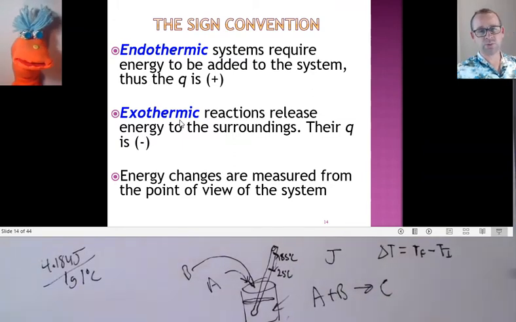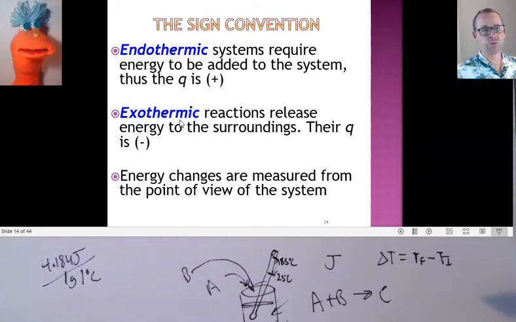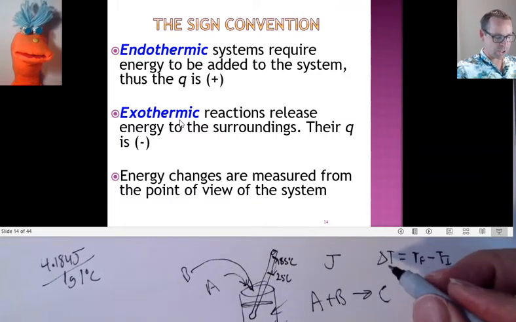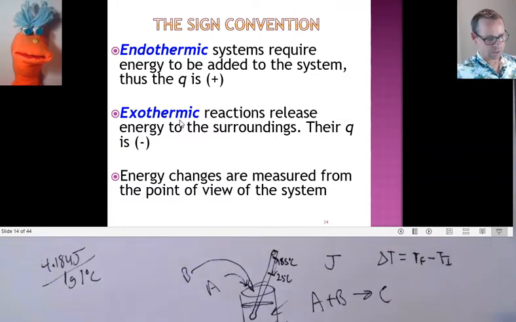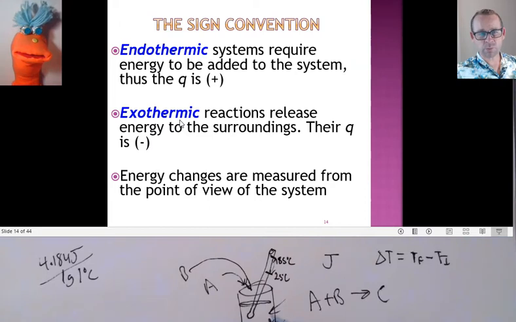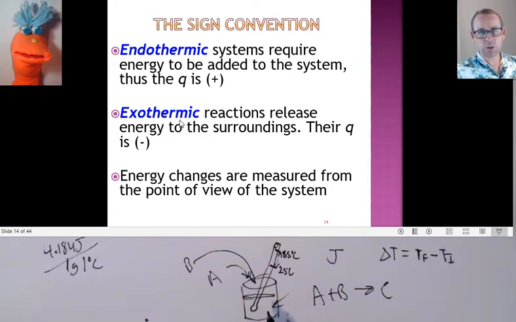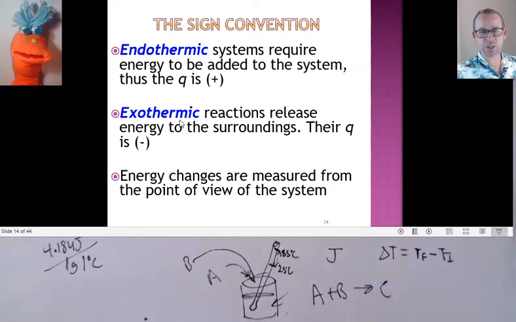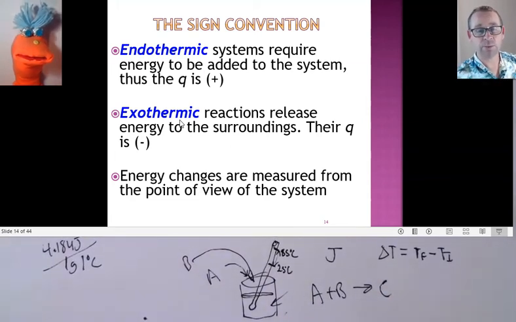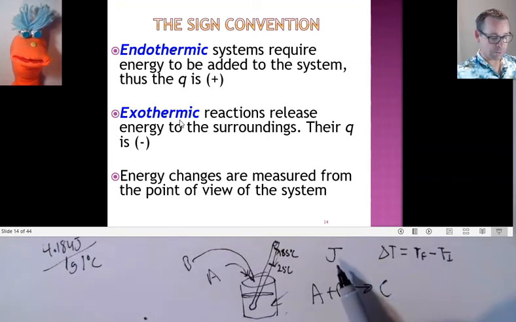So that's a change of what? 60 degrees. Very good. So I know my change in temperature is 60 degrees. And if I find out how many grams of water this is, I can know how many joules of energy A reacting with B released, because it takes 4.184 joules to raise 1 gram of water 1 degree Celsius.